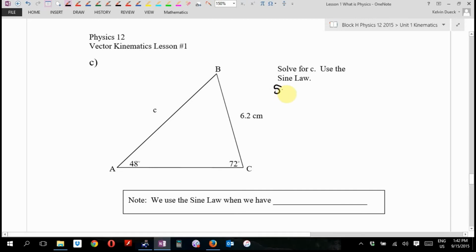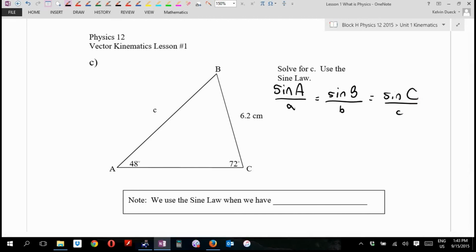It's sine of big A over little a equals sine of big B over little b equals sine of big C over little c. But you never use all three of those. You only use two of those, Kyle, at a time. I think in this case, I'm going to use the one with the A and the C in it. Sine of big A over little a equals sine of big C over little c.